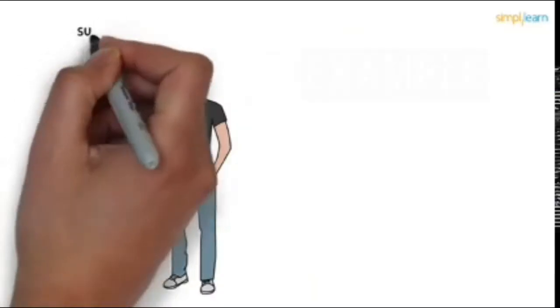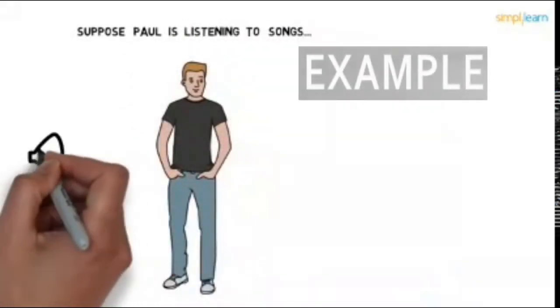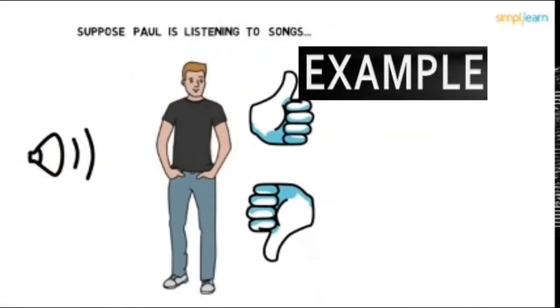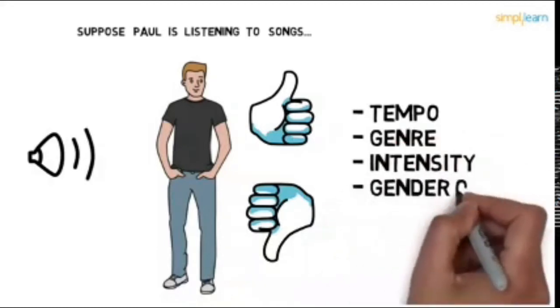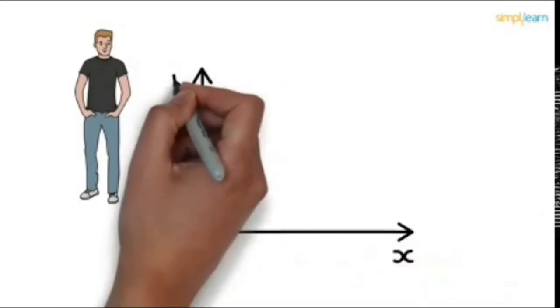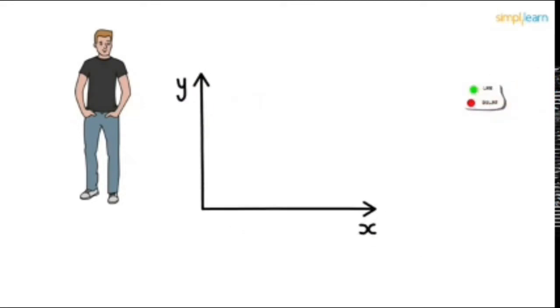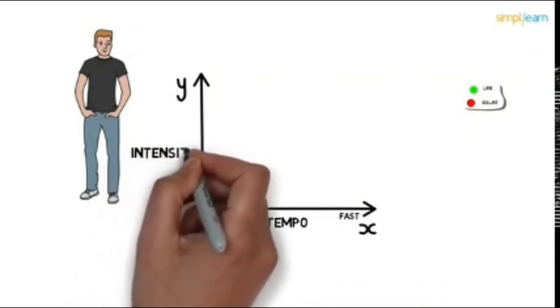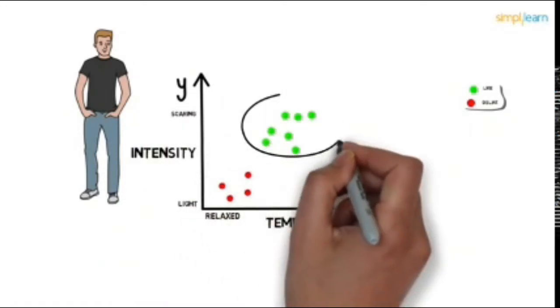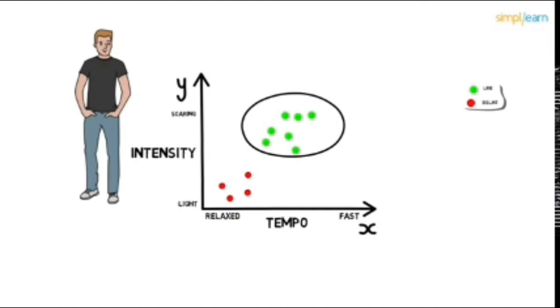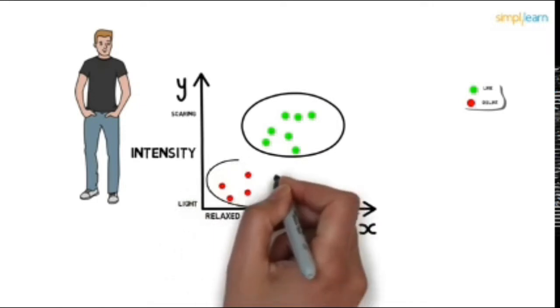That's Paul. He loves listening to new songs. He either likes them or dislikes them. Paul decides this on the basis of the song's tempo, genre, intensity, and gender of the voice. Now for simplicity, let's use tempo and intensity. So here, tempo is on the x-axis ranging from relaxed to fast, whereas intensity is on the y-axis ranging from light to soaring. We see Paul likes the song with fast tempo and soaring intensity, while he dislikes the song with relaxed tempo and light intensity.